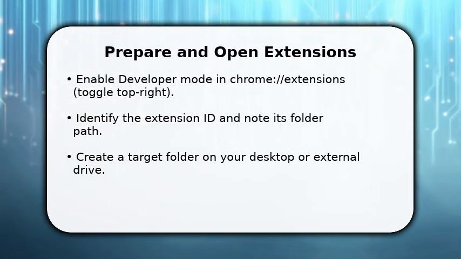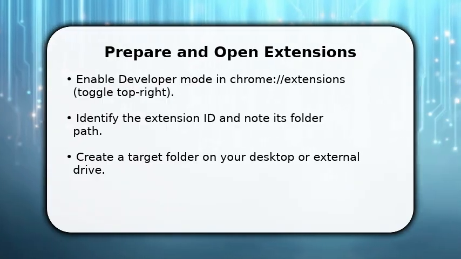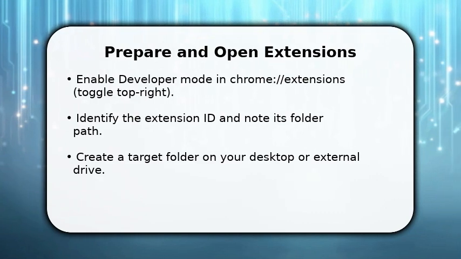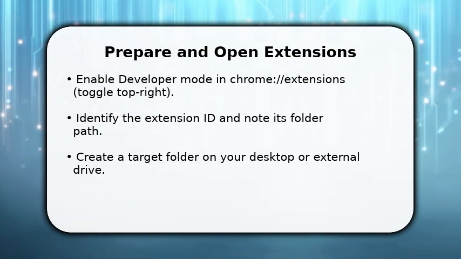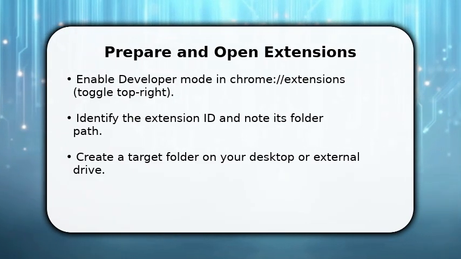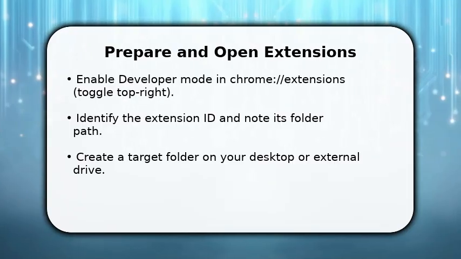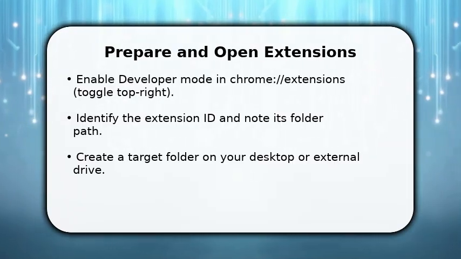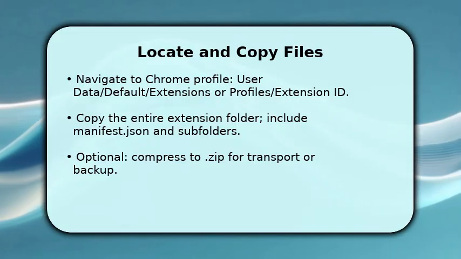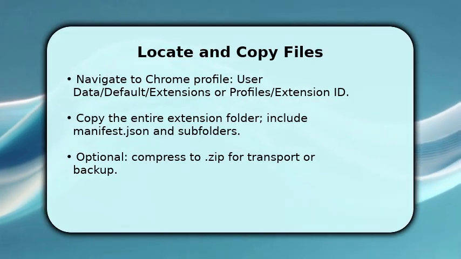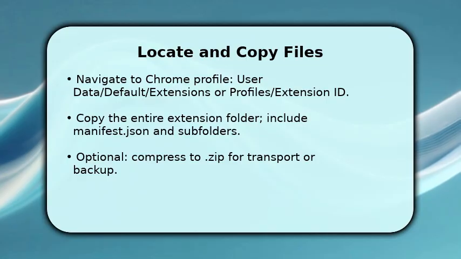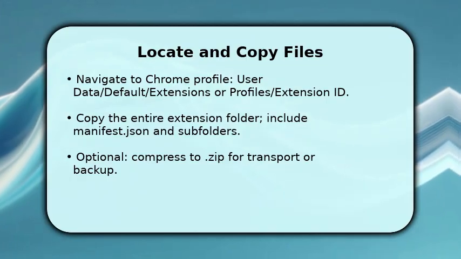Now, using File Explorer or Finder, navigate to the Chrome user data profile and locate the extension folder that matches the ID to begin exporting. Next, you locate the extension directory inside the Chrome profile. On Windows, this is in User Data/Default/Extensions. On Mac, in /Library/Application Support/Google/Chrome/Default/Extensions.